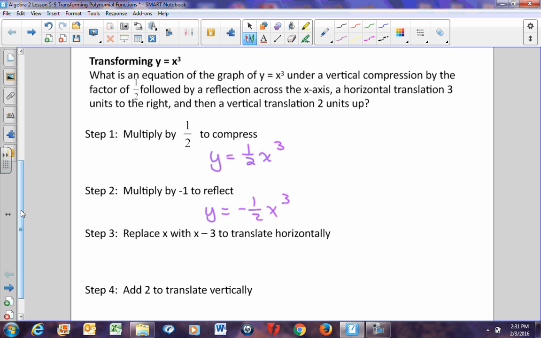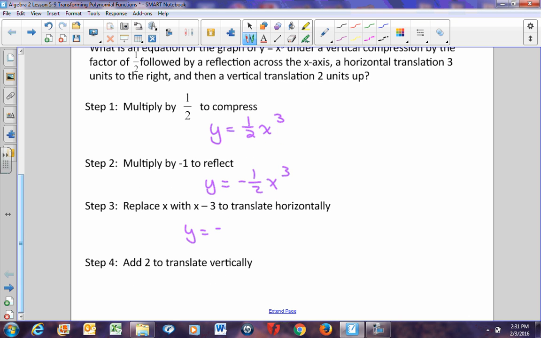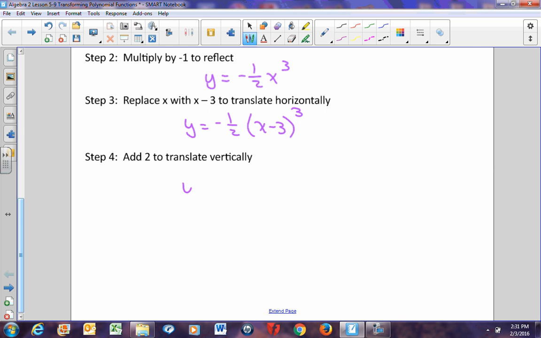To translate it horizontally, remember it's always opposite what you think it should be when it goes inside those parentheses. So if we're going to move it to the right 3 units, we're actually going to replace x with x minus 3. So now we have y equals -1/2 parentheses x minus 3 quantity cubed. The cube goes outside of the x minus 3. And last but not least, to translate it 2 units up vertically, we're going to now add 2. y equals -1/2 parentheses x minus 3 quantity cubed plus 2. And that is an equation that follows the transformations we were specifically asked for in this particular problem.